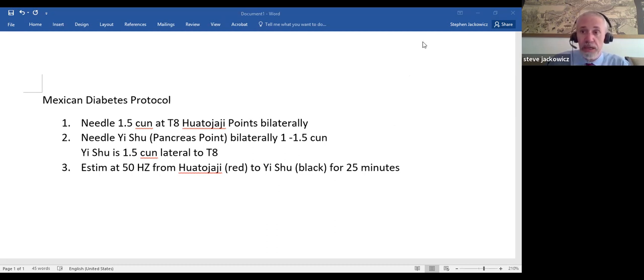It's recorded in the Chinese textbooks now. It was determined in the early part of the 20th century, and it has a lot of data on it in general. But this specific protocol at 50 hertz is coming from one of the Mexican universities. Okay. All right. So use this.